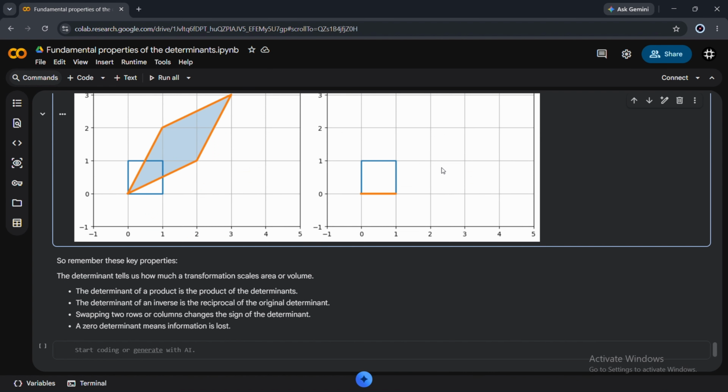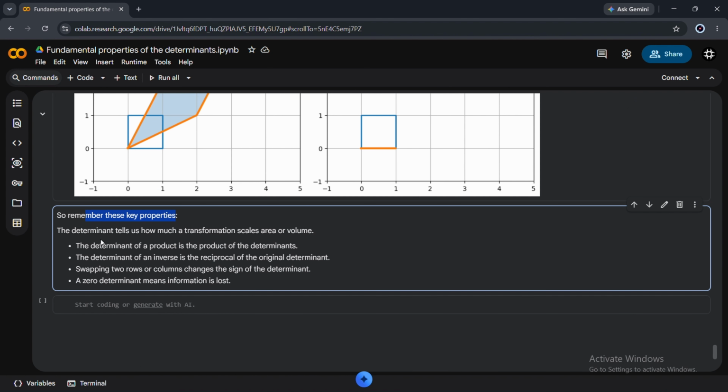So remember these key properties. The determinant tells us how much a transformation scales area or volume. The determinant of a product is the product of the determinants, and the determinant of an inverse is the reciprocal of the original determinant. Swapping two rows or columns changes the sign of the determinant. A zero determinant means information is lost.